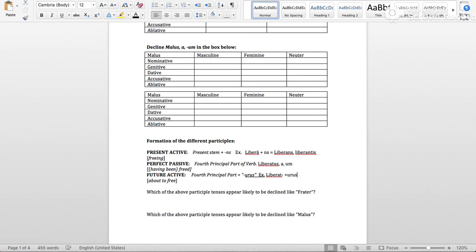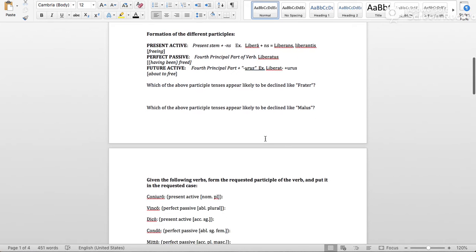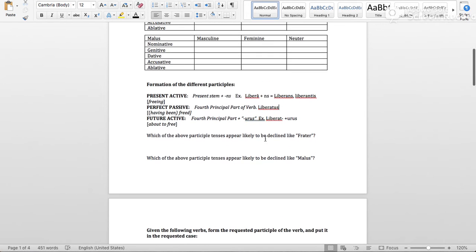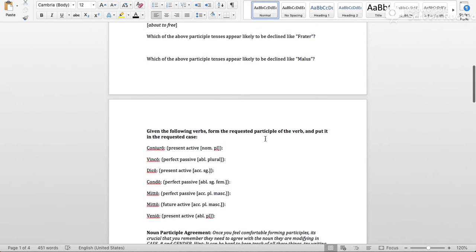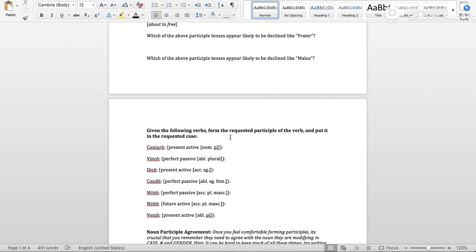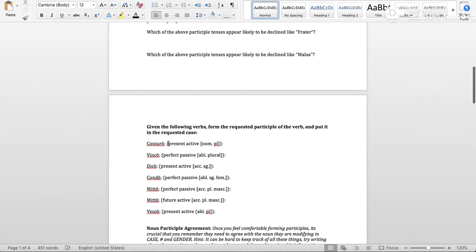So you might be confused because we're talking about verbs and suddenly we're talking about case endings. Why is that? And that's because, well, actually, you know what? Hold on. Before we even do that, let's just focus purely on formation. And I'll explain why we're going to be putting these verbs into cases in a moment. But for right now, let's just practice this, right?